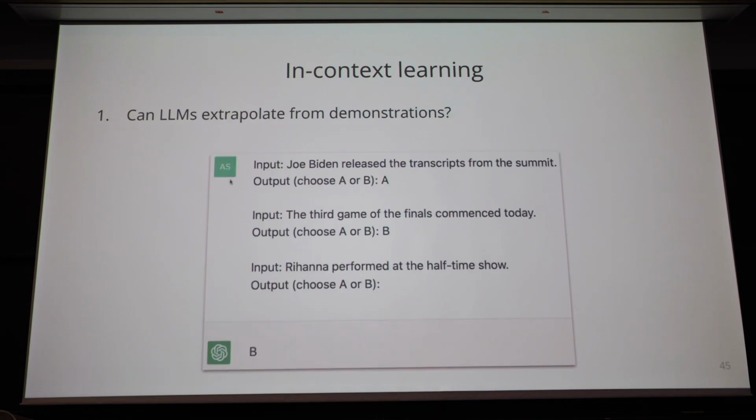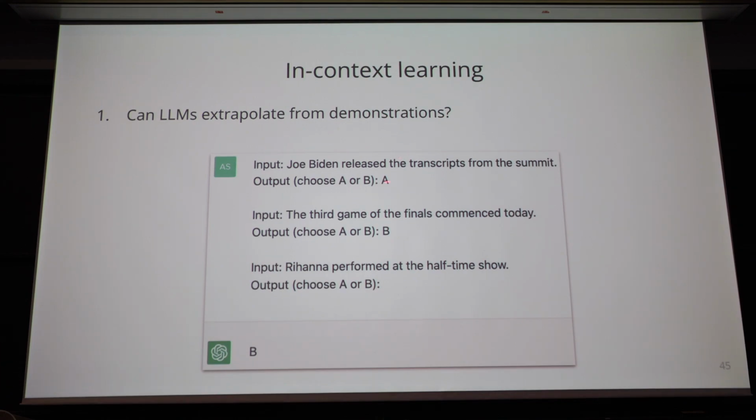As another example, here I say there's an article about Joe Biden, and I say the output is A. Here, A could be anything. We don't know what it is, but I told the model to choose between A and B, and I told it that A is the answer for this. And for the second input, I say the third game of the finals commenced today, and I said it was B. So any guesses of what A and B are? Hopefully some of you have realized that A should be politics, B should probably be sports, right? It's the topic of the sentence.